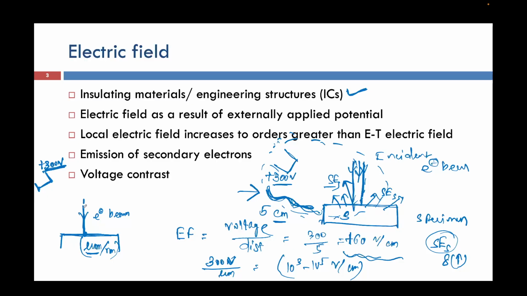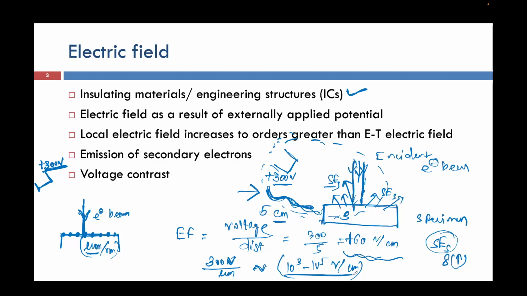So the electron beam is coming, and when it is interacting with a very small area of my specimen, the electric field which is generated is a local electric field. My plus 300 volt is generating a local electric field in this area, then again in this area, and again in this area. So when I am talking in terms of localized electric field, it will be in the order of 10 to the power 3 to 10 to the power 5 volt per centimeter.